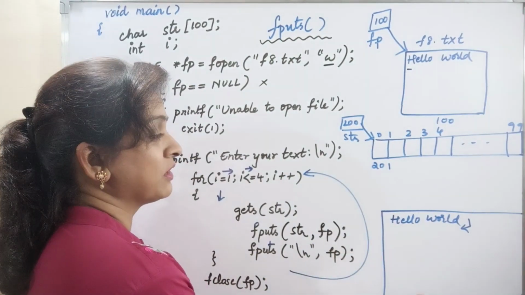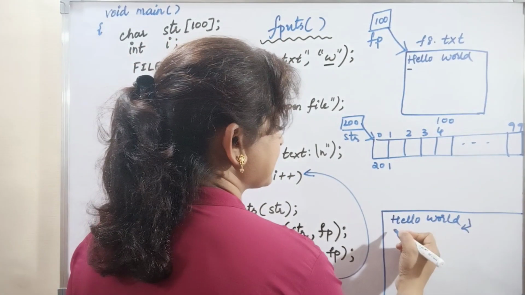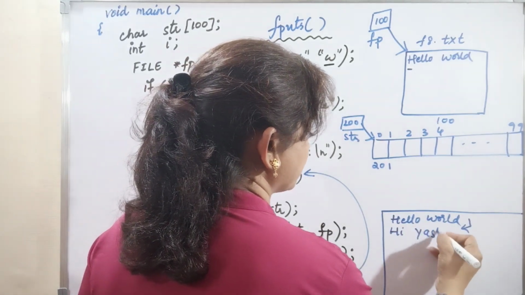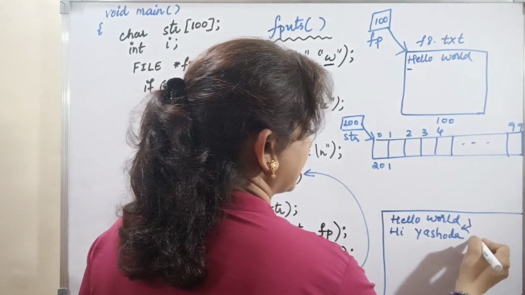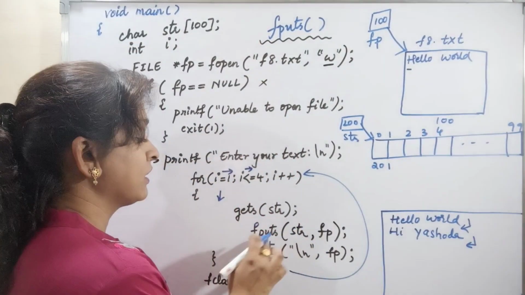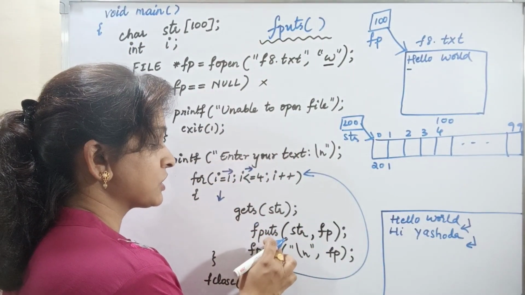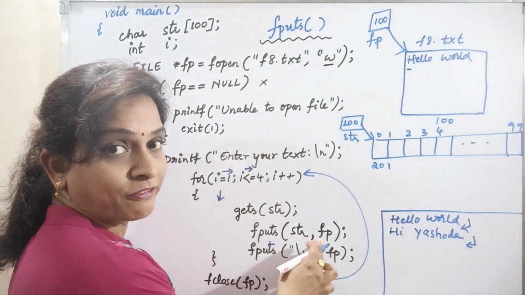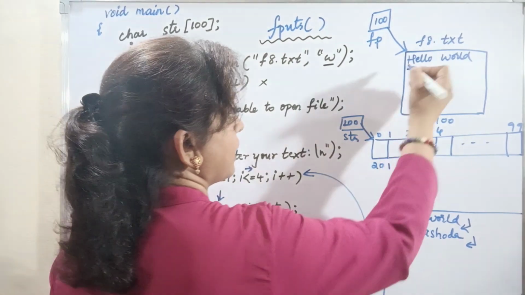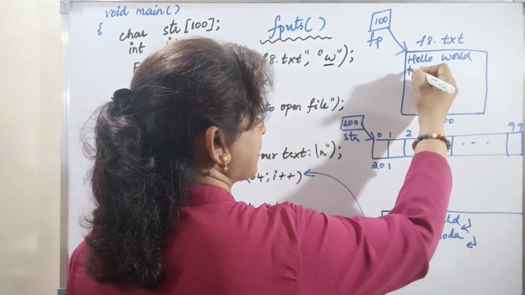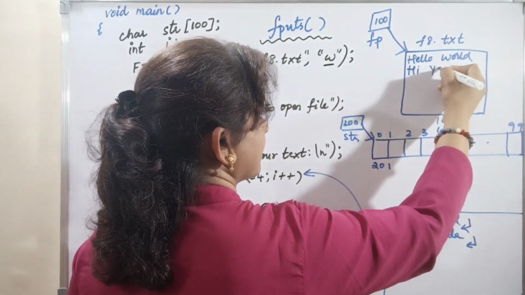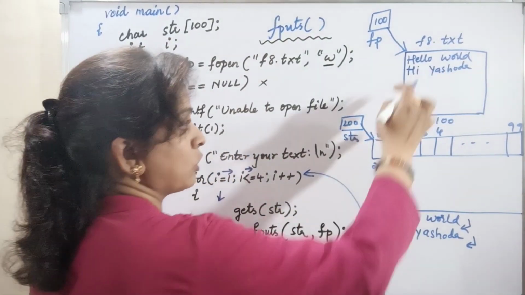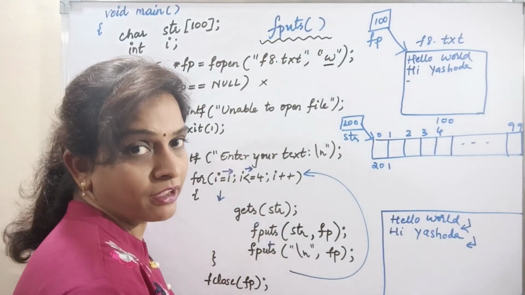Again, I need to enter the sequence of characters. I say hi Yashoda and then press enter. So again, put that sequence of characters that is pointed to by str to the file pointed to by file pointer fp. So now str is pointing to this location and my content is hi Yashoda. Then the new line also will be stored in the file.